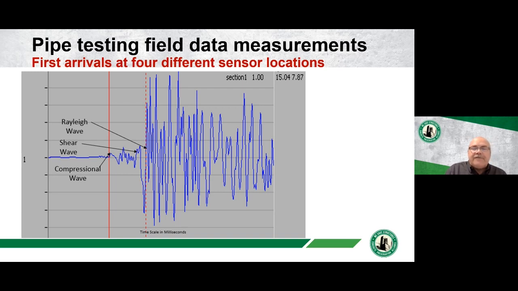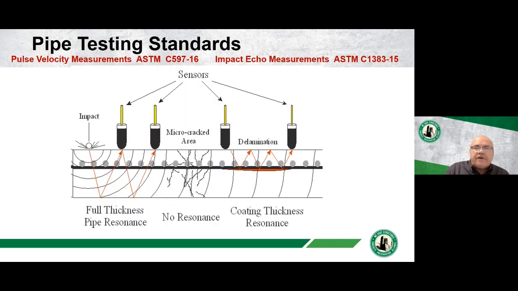After the first arrival, there's a lot of energy that's bouncing all over the place. But the first arrival on each one of these, and these are in milliseconds, nanoseconds almost, happens very quickly, but it does happen in a precession. And by recording this information, we can delineate the condition and the durability of the concrete pipe.